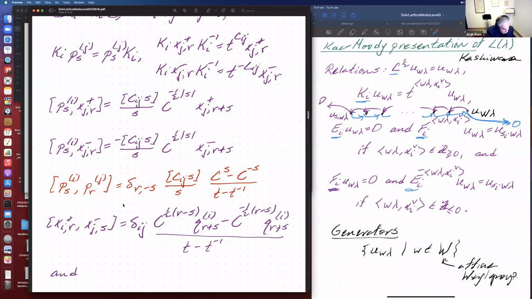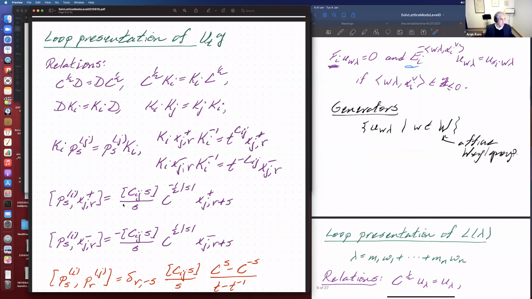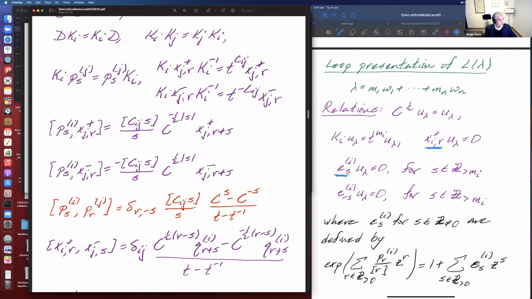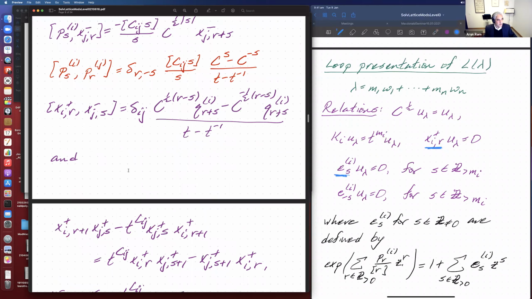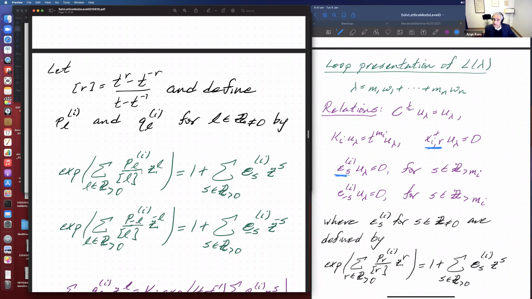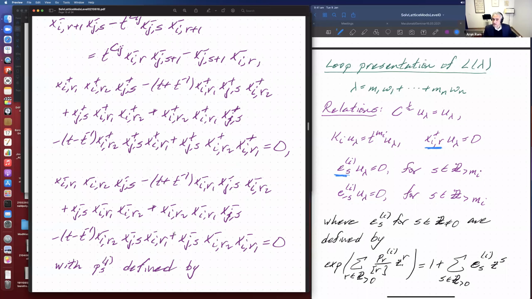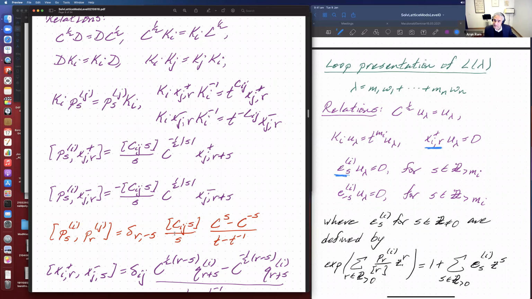And the loop presentation has usually P's and X's. And so these, let me highlight them here. So these are the X's. They're generating my quantum group. And then I have these E's. And just in case you need the formula for the E's, well, the E's are defined by this exponential of the P's. And these P's are to have Heisenberg algebra. As you can see, these relations are even simpler, right?